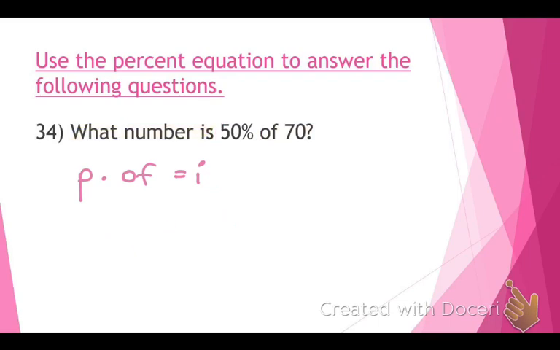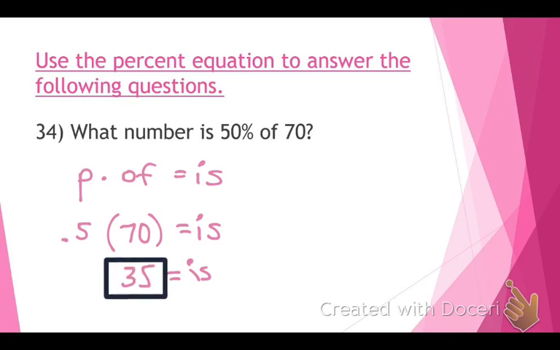So it'll be 50 or 0.50. Okay, we want to change the percent to a decimal, 0.50 or 0.5. Times 70. Okay, equals is. Good job. What is 0.5 times 70, or half of 70? 35. Okay, then once again, go back through and just double check. It says what number is 50% of 70? 35. Now, if you use your common sense, you also could probably figure out what number is 50%. That means half of 70, and 35 is half of 70.